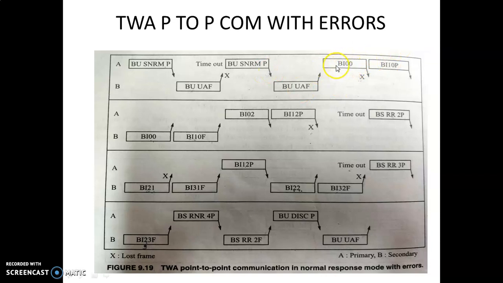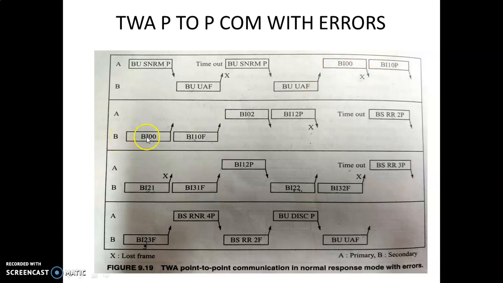Now what happens is that if you see here, A had sent this frame, but it was lost. It is marked with an X over here. So this frame is lost. This frame is sent, this frame is received. So what happens when B receives I1 directly and not I0?